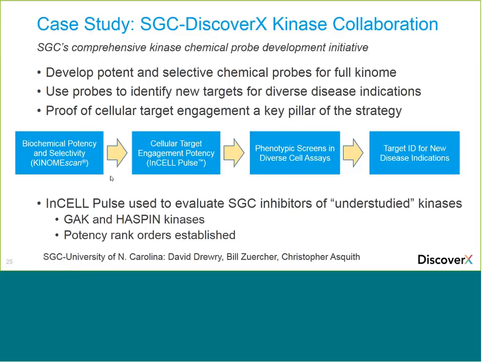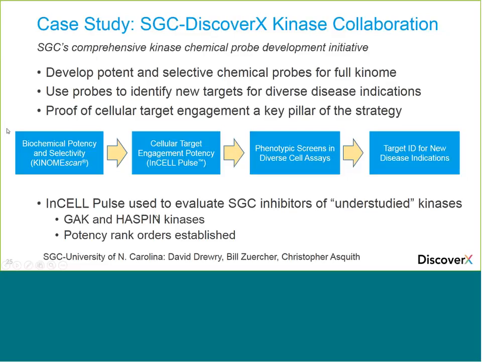We have a collaboration on this with the SGC out of the University of North Carolina, with David Drury, Bill Zuercher, and Christopher Asquith, and they've sent us some compounds to test against a couple of the kinase targets for which we've developed InCELL Pulse assays. And these are understudied kinases, GAC and Haspin. This is not VEGFR2, ABL, or MEK. So maybe these kinases are good for disease indications.